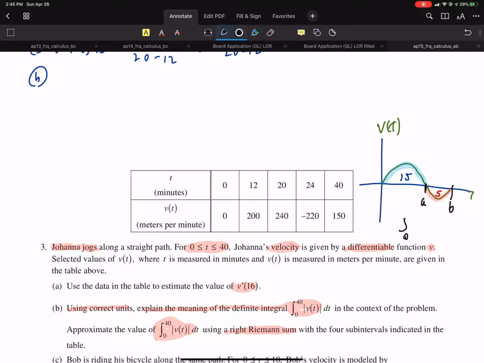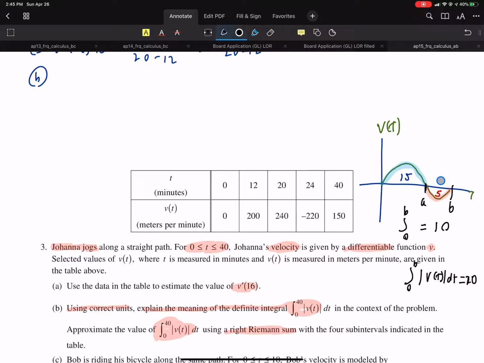So if you integrate from 0 to B, you'd get the net area of 10. Because the person moved, let me turn my pointer on. There it is. So you move 15 spaces to the right, 5 spaces to the left. So the change in position is 10. But that's not the total distance traveled. If you want the total distance, you need to make this 5, which is negative, positive. You do that by integrating the absolute value of v of t. Now you get the total distance traveled.